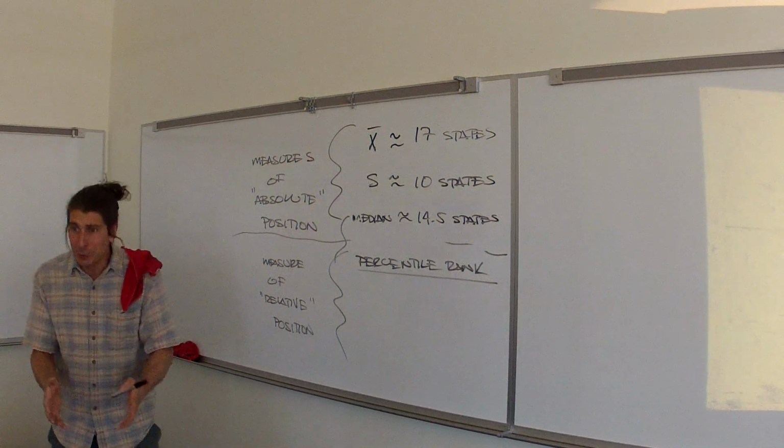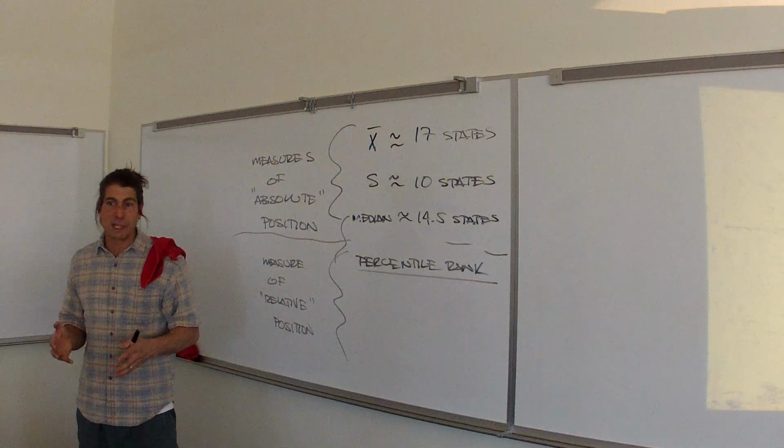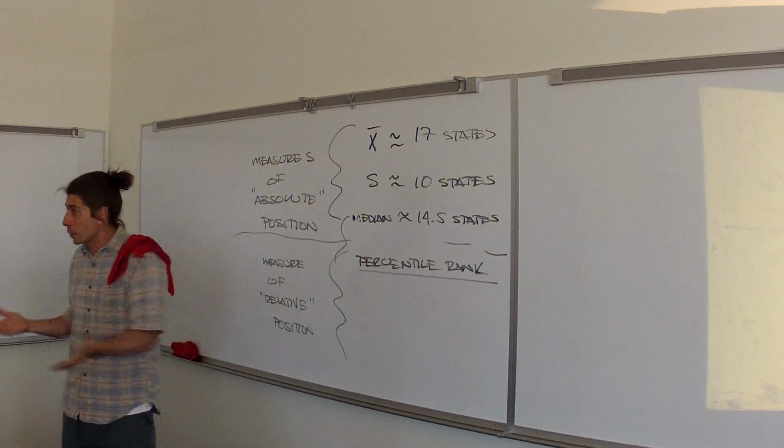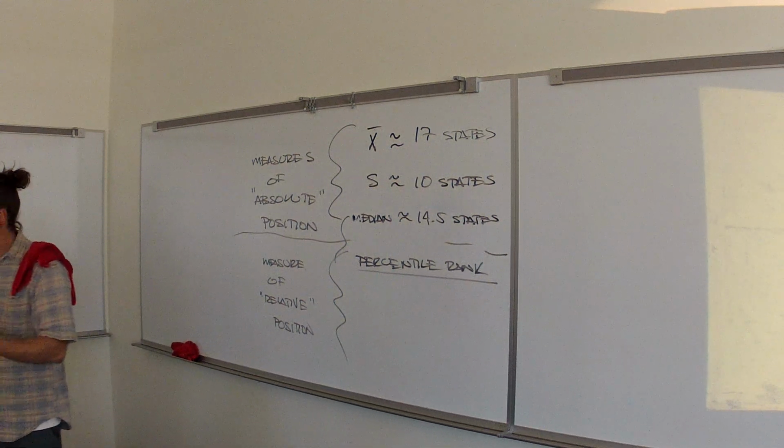So when your child comes home with a standardized test result and they got in the 99.99th percentile in mathematics, you smile, you pat them on the head, you say, nice job on your math exam. Because that means that they did better than 99.99% of all students that took that exam.